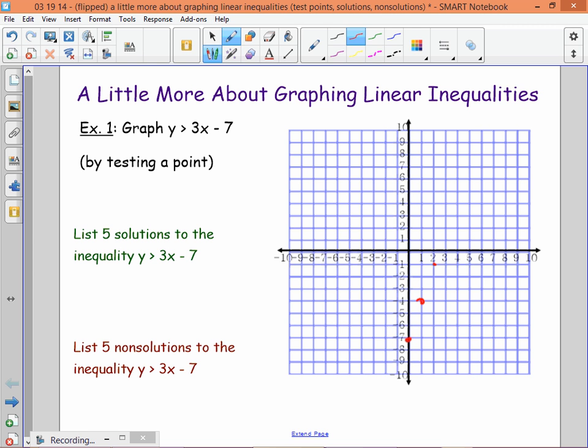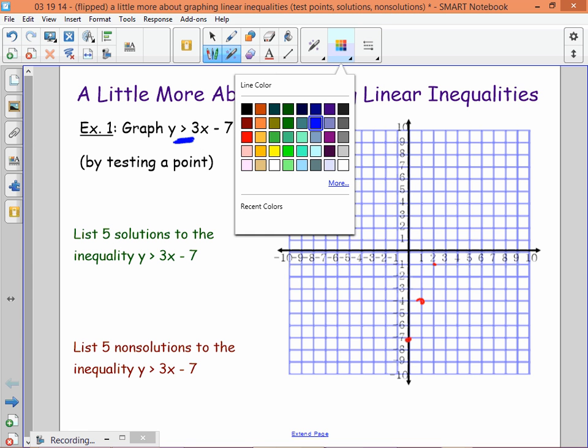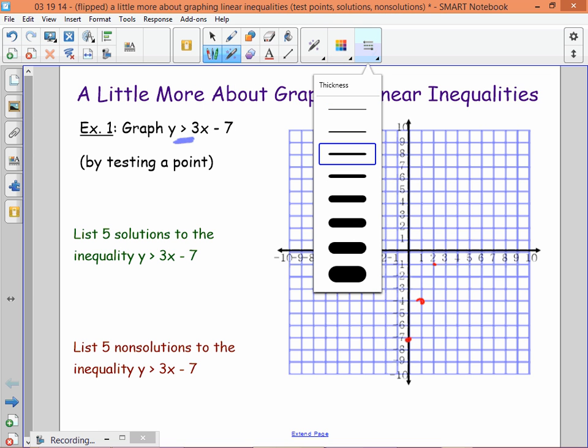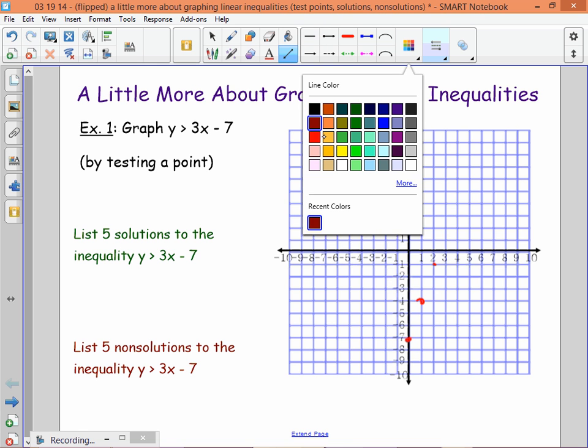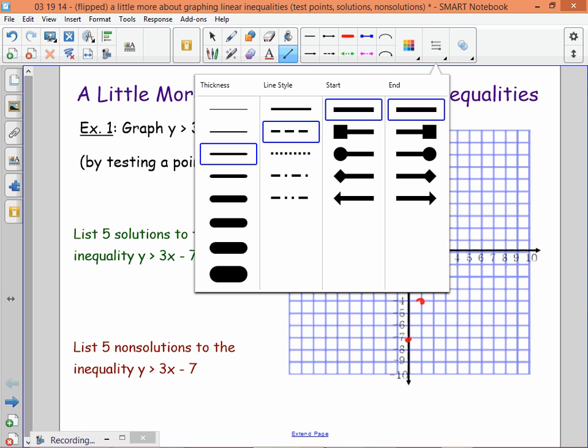However, I need to make sure what kind of line I'm going to use. This greater than, meaning it cannot equal, tells me that I'm going to draw a line that is dashed. I'm going to draw a dashed line through those points.